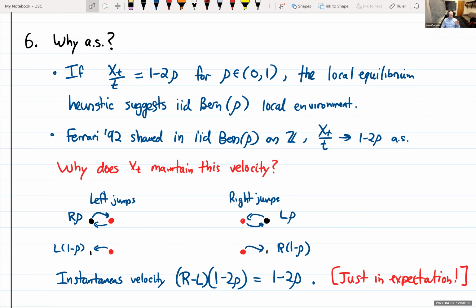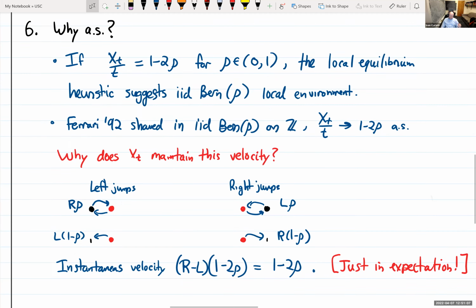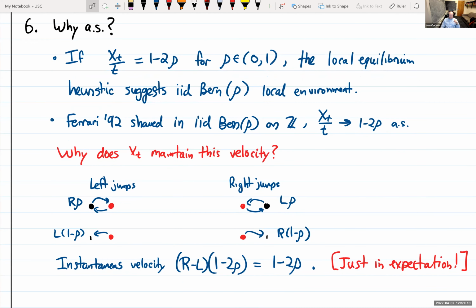And I'm not going to explain his proof, but I'll just explain why it is reasonable that this is true. In other words, why, at least in expectation, does X_t maintain the velocity of the characteristic? The idea is pretty simple. If you're in this local Bernoulli configuration and you have a second class particle, the red particle here, you can ask, what is the rate at which it's going to take a jump to the left? And it will take the jump to the left under two different considerations. One is if it's forced to. So it will be forced to if there's a particle to its left that wants to jump, a first class particle that wants to jump.